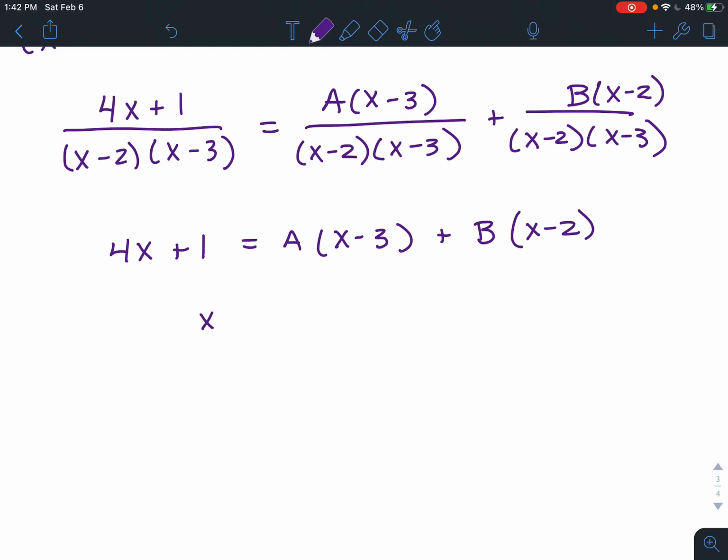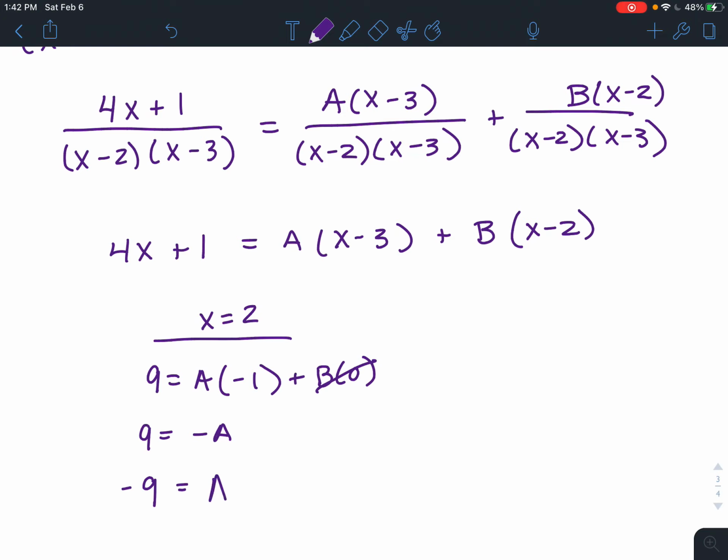Okay, so then I'm going to cancel out the B's first. B is being multiplied by (x - 2), so if I plug in positive 2, that part's going to cancel out. If I plug in positive 2 on the left of 4x + 1, that's 4 times 2 plus 1, so 9 equals A times negative 1 plus B times 0. Those are going to go away. So 9 is equal to negative A, which means that A is equal to negative 9.